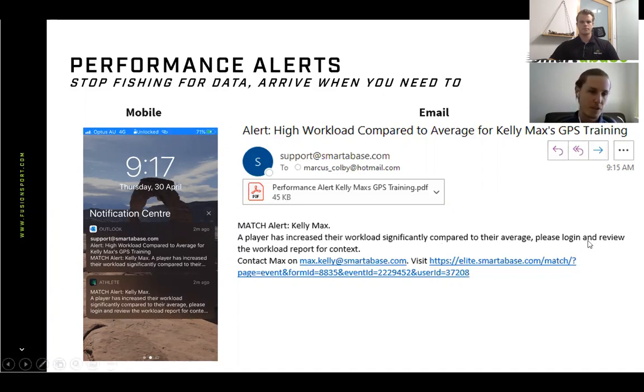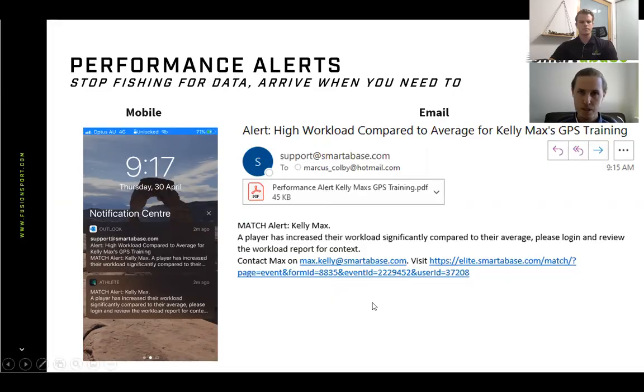An example here, we've got our mobile applications where we can get push notifications if a certain player is flagged above their average or significantly above their average workload in any given session. And we can also configure email alerts in terms of that same concept, with a quick PDF of where they're currently at, or a direct link through to the platform to then review that information accordingly and contextualize it in terms of what it actually means for the individual and their subsequent program.